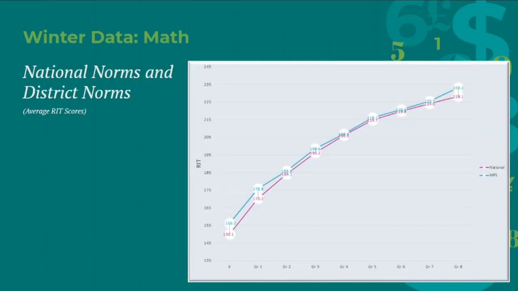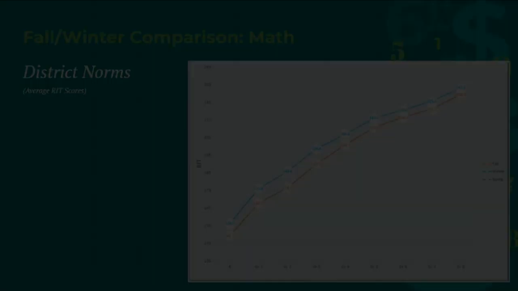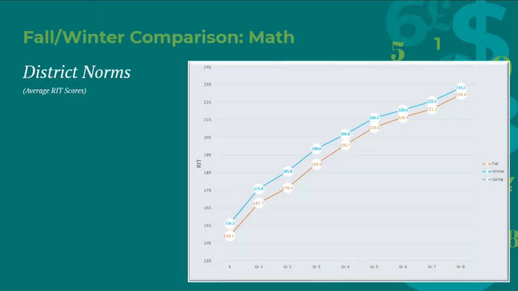Next to math winter data. Winter scores follow the same pattern as they did in fall. Again, the gap decreases at about second grade, stays pretty close to that national norm, and then with a jump again in grade 8. And then finally, looking at math overall, the winter bump tapers a bit. Starting in about grade 4, it dips a little bit. So those are some general comparisons that we have of MPS with the national norms.